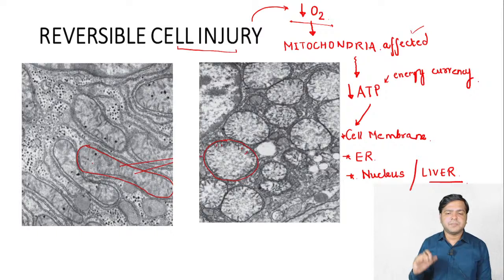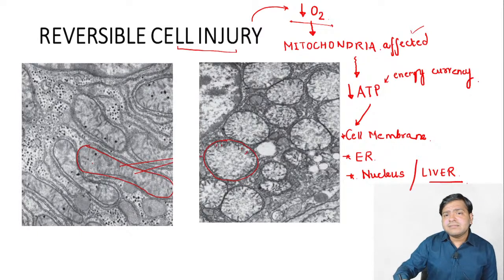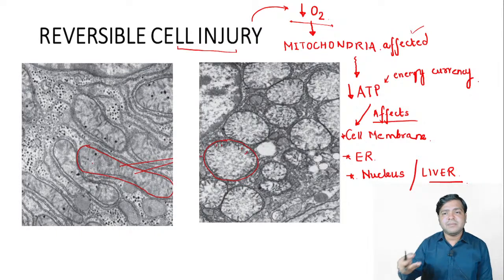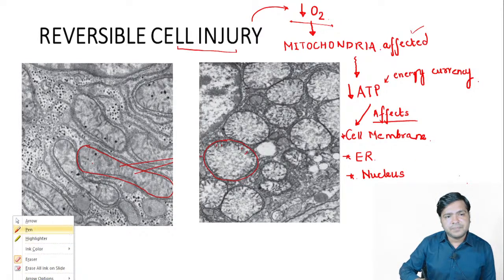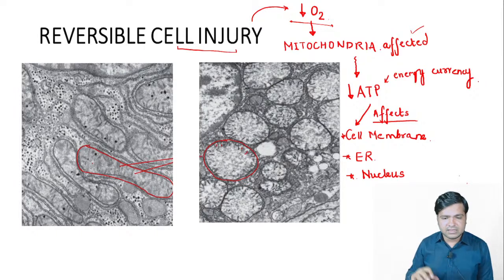So a decrease in ATP will in turn affect the different organelles, different parts of the cell: the cell membrane, the endoplasmic reticulum, the nucleus, the liver. I'll tell you the changes in the liver later on. You will see a fatty liver. If there is a decrease in the levels of oxygen and a decrease in ATP, obviously there will be a fatty liver change. There will be accumulation of lipid droplets.